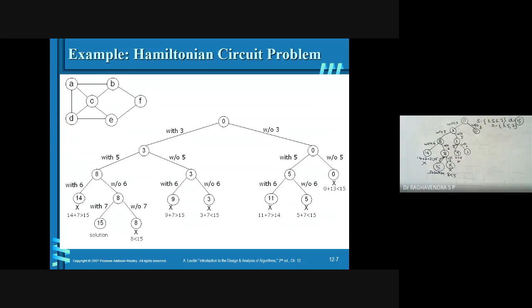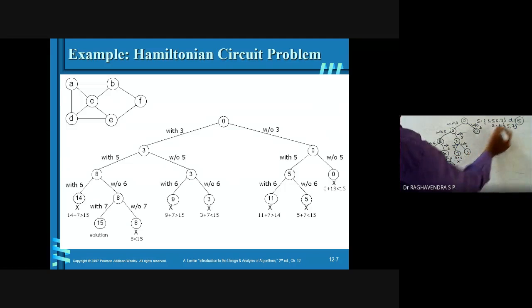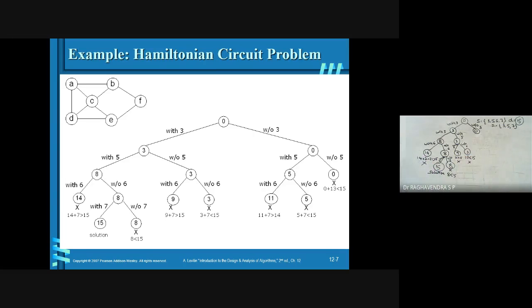So this is not a solution. Then what about here? The last element is 3. If you add 3 here, what happens? So 3 plus 7, that is 10. Once again, 10 is less than 15. This is also not a solution. So go back, go back, go back.